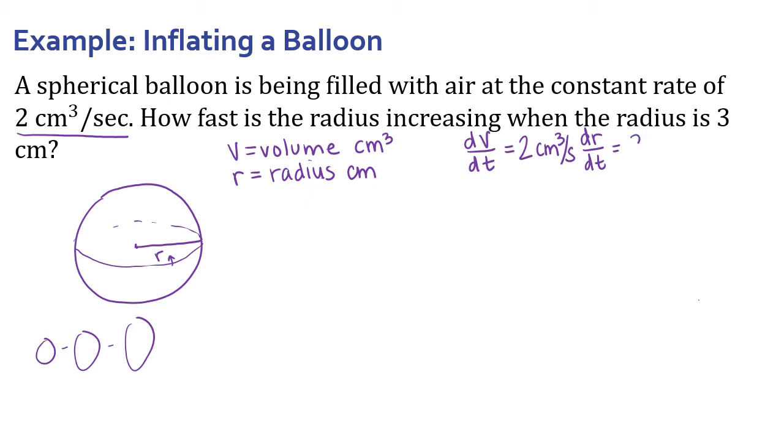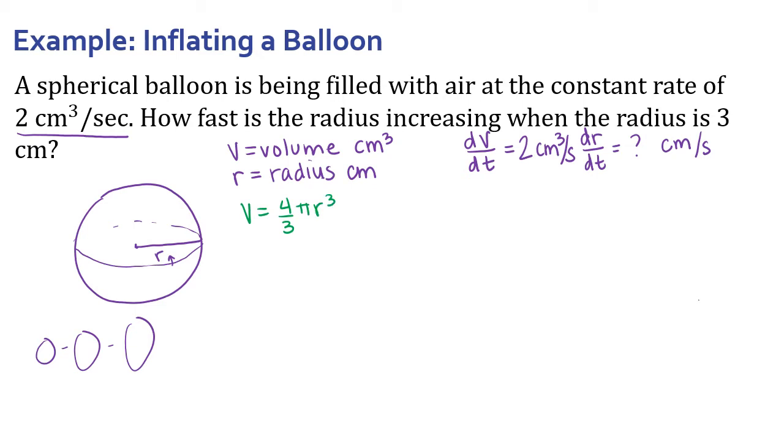I don't know the derivative, the rate that the radius is changing with respect to time. That's what I'm solving for. But I do know the radius is in terms of centimeters, so it's centimeters per second. Okay, so step 4, find an equation that relates these two quantities. Well, luckily, we know a formula for volume. Volume equals 4/3 pi r cubed.